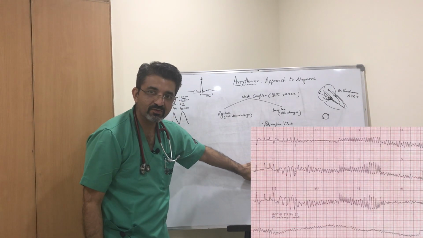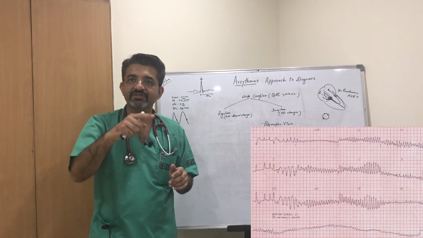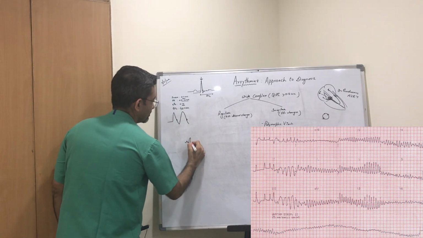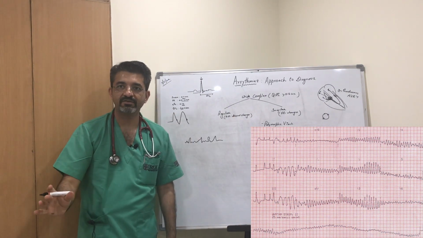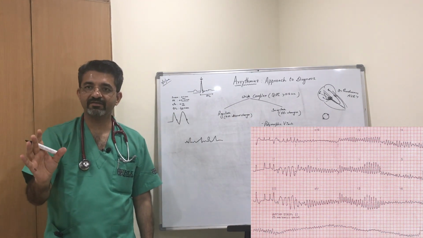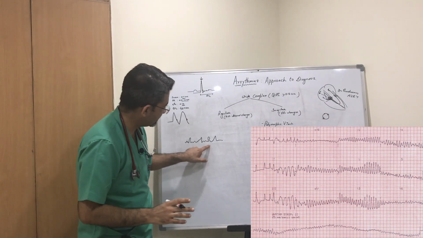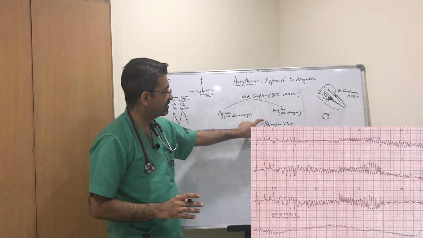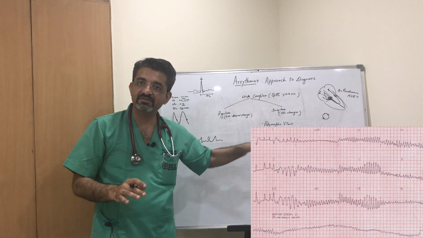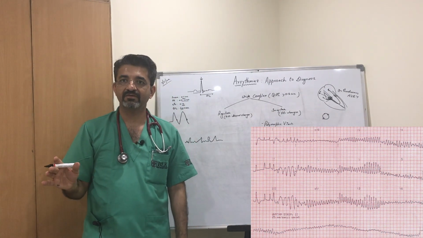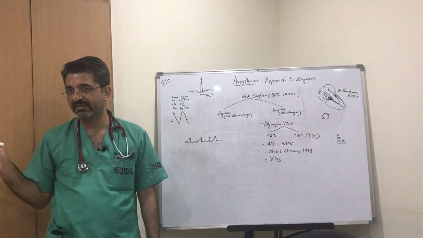In VFib, you don't have QRS. It is exactly like atrial undulation. So you have chaotic, something like this. It's a chaos. Ventricles are not contracting, they are undulating. Cardiac output is nil. So if you have an ECG where you don't find any QRS, you are unable to identify QRS morphology, start CPR fast. You have to start CPR, right? No other treatment. Patient goes otherwise, right?